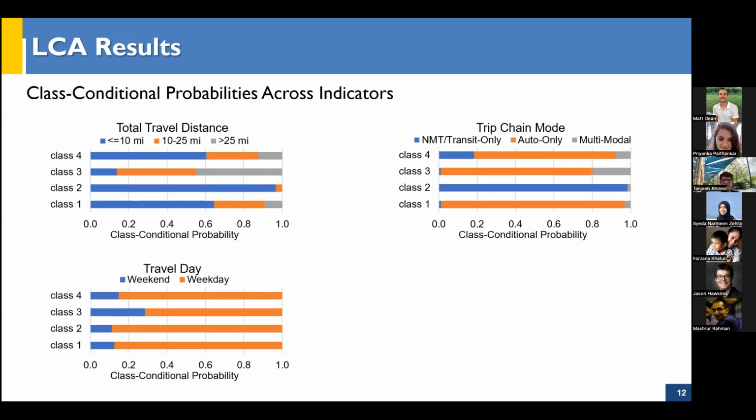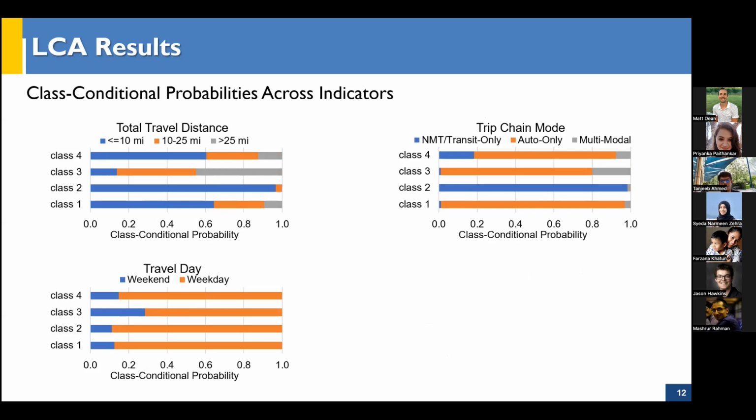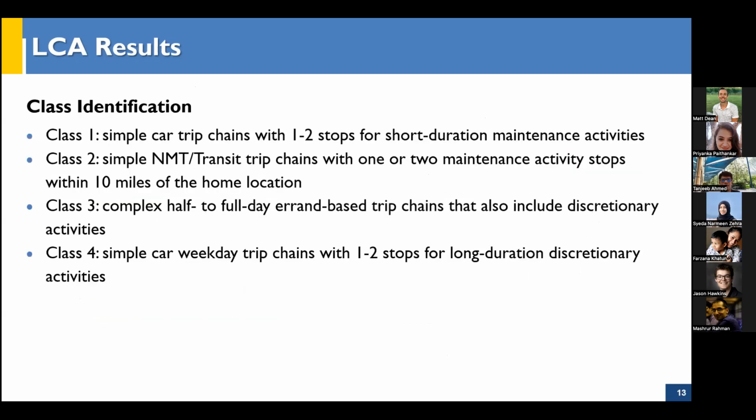For example, we see that class 1 has a very high propensity of having 1 to 2 stops, and they also have a high propensity of having more maintenance activities than other classes. Similarly, we see from the mode indicator that class 1 has a high representation of auto, and class 2 has a high representation of NMT and transit. So we find some distinct patterns from these charts, and we identified there are 4 classes.